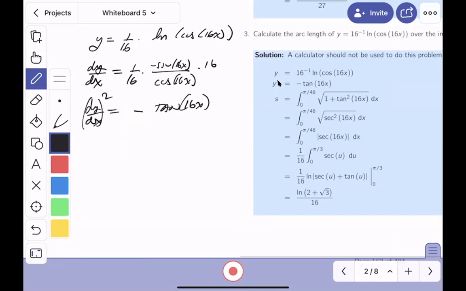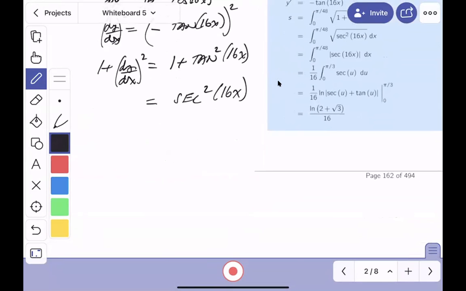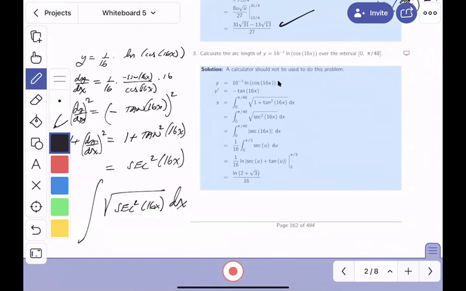Now, what am I going to do? Square both sides and add 1 to it. And what would that give me? 1 plus tangent squared 16x. I hope that's not a big struggle for you. And what's that going to give me? Secant squared 16x. That's an identity that you should know about. So I'm going to write that down. What is going to be the root of secant squared 16x dx. What are the x's moving between? 0 and pi over 48.